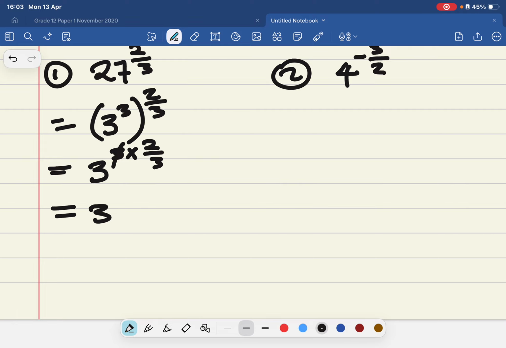So it's 3, this one and this one. So what is 3 to the power of 2? Your final answer is 9.